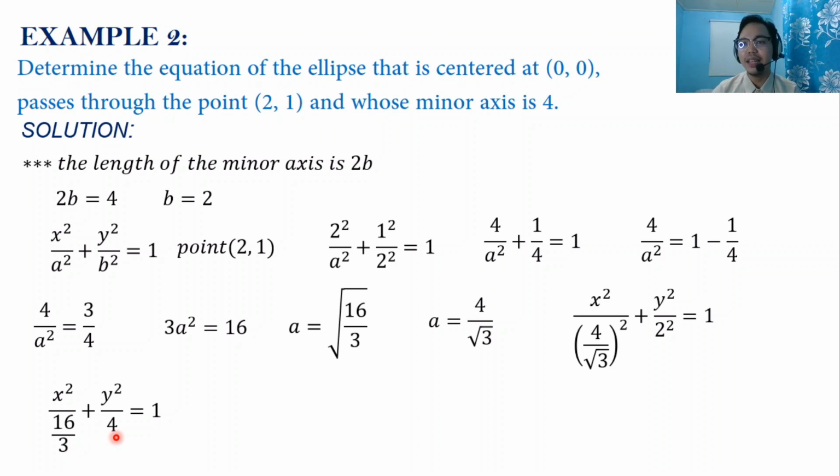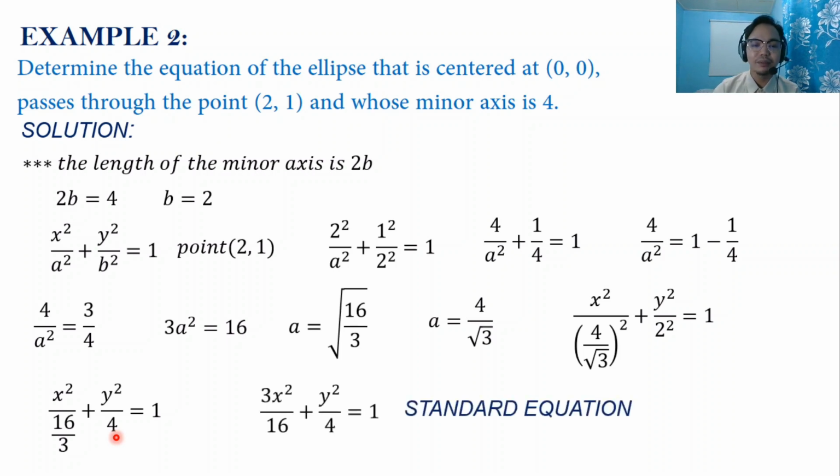Then we cannot have radicals in the denominator. So what are we going to do? We get the reciprocal of the denominator and multiply it to the numerator. That is why we will have 3x squared over 16 plus y squared over 4 equals 1. This is our standard equation.